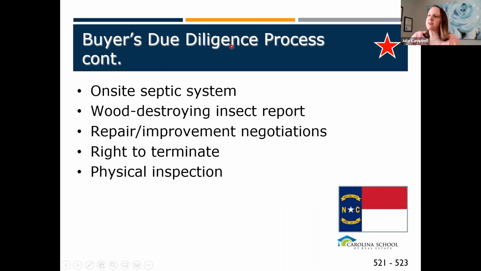Also during the due diligence process is to ask for repairs, negotiate any repairs. Does the seller have to repair anything? No. Remember that one very important sentence in our contract that says this property is being sold in its current condition, which does not obligate the seller to fix anything. However, there's no rule that says the buyer can't ask. The buyer can always ask for repairs. The worst the seller can do is say no. They can't terminate the contract because the buyer asked. So the worst they can do is say no.